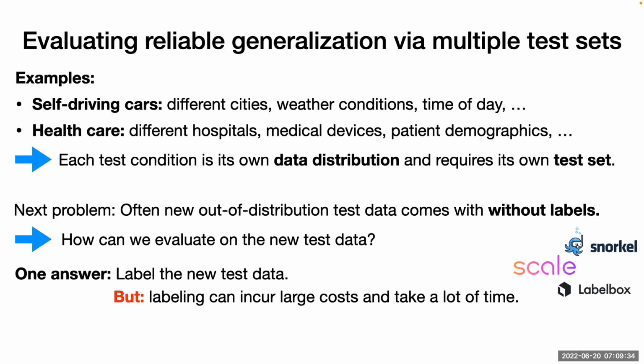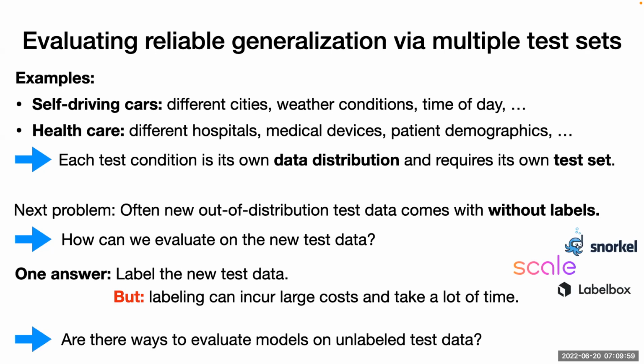But this comes with its own challenges. First of all, it's pretty expensive. By now, there are many companies like Snorkel, Scale, and Labelbox, which specialize just on the data labeling part of the machine learning pipeline. And it may also take a lot of time. If you set up a labeling pipeline every time you encounter new test data, this may prevent certain applications.